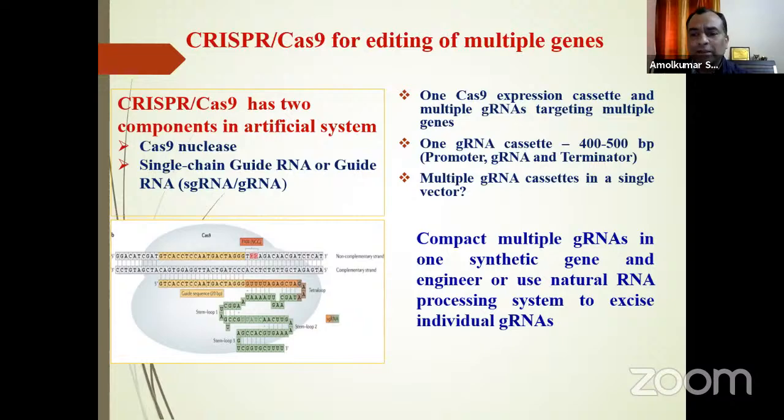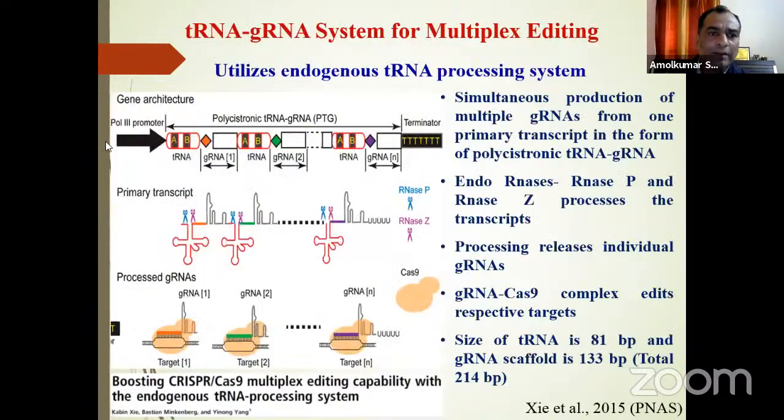So we decided to use the natural RNA processing system. Here, in between the tRNAs, there is a gap or spacer. We replaced the spacer with guide RNA in such a way that the natural endoribonucleases RNase P and RNase Z cut the tRNA separately, and the remaining portion remains as guide RNA, which then goes and starts its work. At a time, tRNA plus guide RNA is only 214 base pairs for each guide RNA. So like this, we can clone a number of guide RNAs using this tRNA-guide RNA system for multiplex editing.